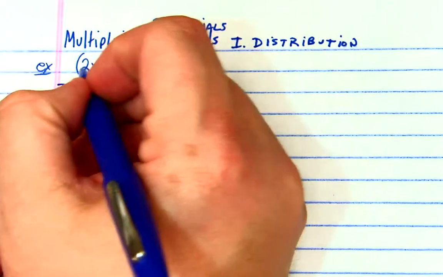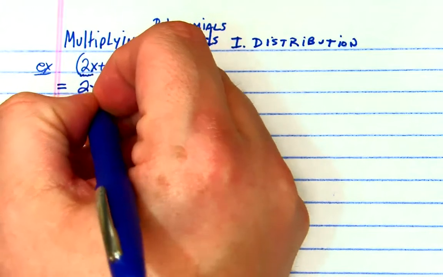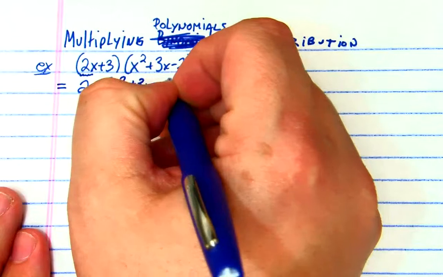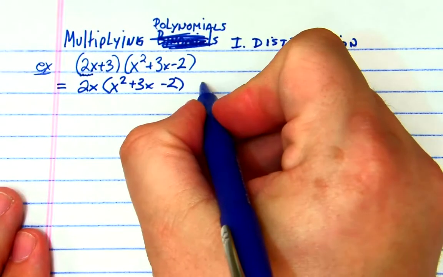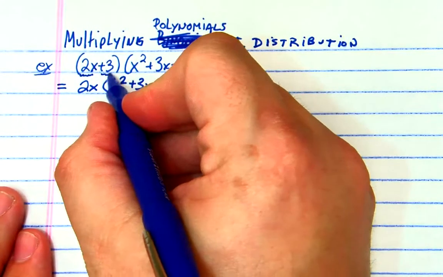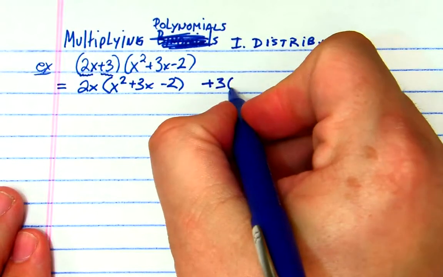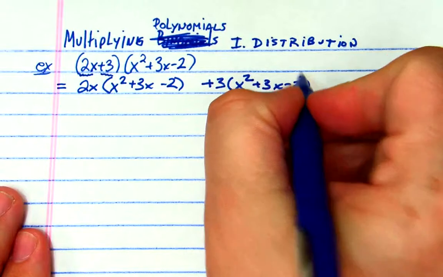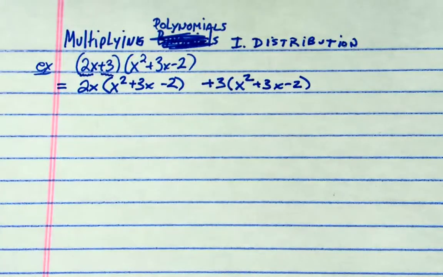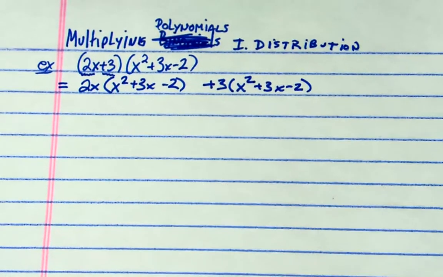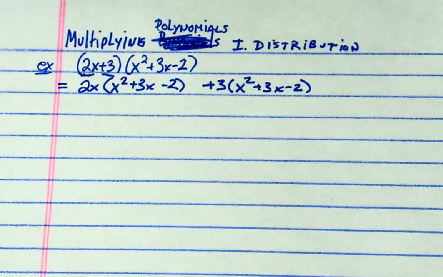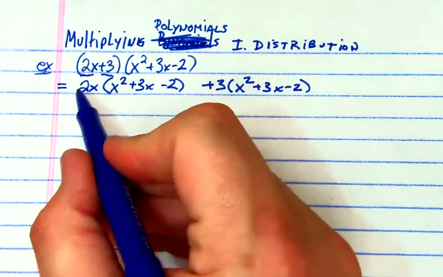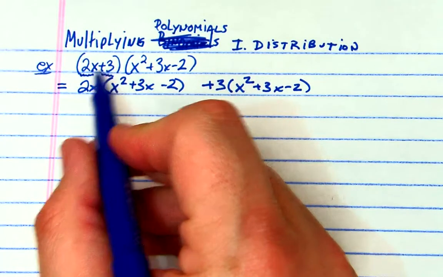what you'll end up doing is you'll take this first term 2x and you will multiply it by x squared plus 3x minus 2. Now we take the second term, which is a plus 3, and we're going to distribute that to the x squared plus 3x minus 2. So this is, like I said, the mathematical underlyings of everything. Every method that we use is just going to be a different way of organizing the same idea of distributing from one term and 2 terms.